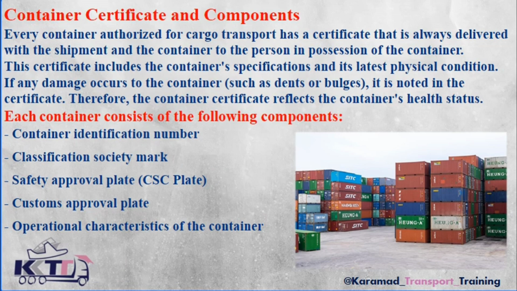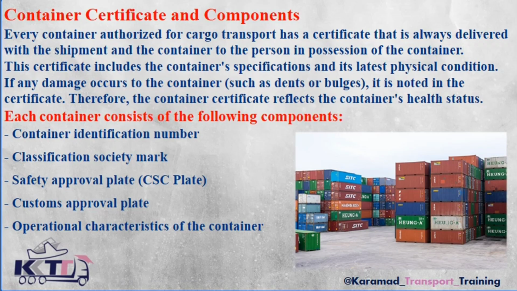Every container that is licensed to carry goods has an identification document, and this document always accompanies the cargo and the container and is handed over to whoever is in possession of the container. Inside this identification document, the physical specifications and the external condition of the container are recorded. It details whether the container has any rust, dents, bulges, or depressions, and whether it is in good condition or not. And if any of these issues exist, they are fully documented in the identification document. Therefore, we can say that the identification document that comes with the container reflects the container's condition.